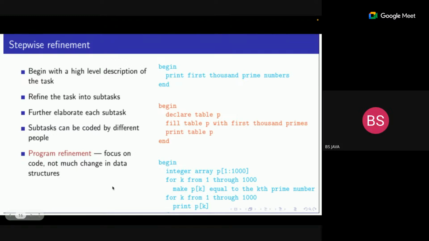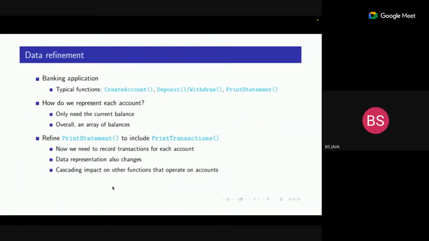Okay. Next, data refinement. So data refinement is the opposite of that. We'll make some changes to the data structure, not on the code, but it will affect the code, so we have to make some changes.